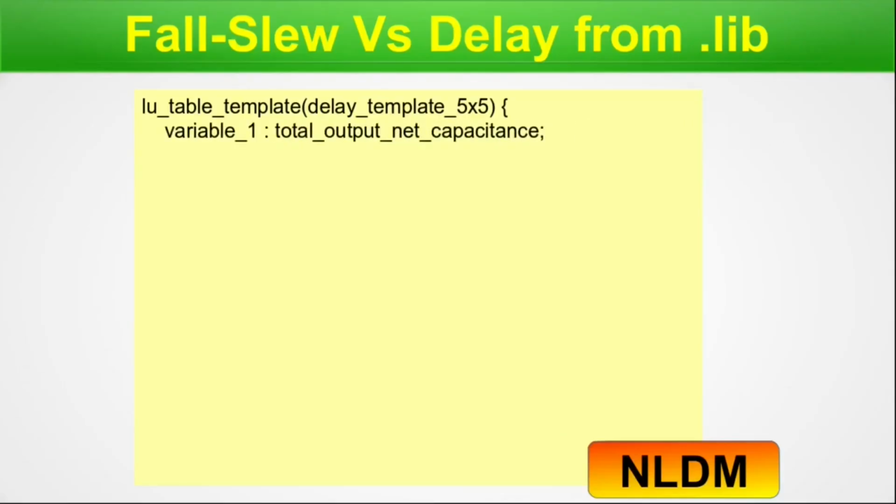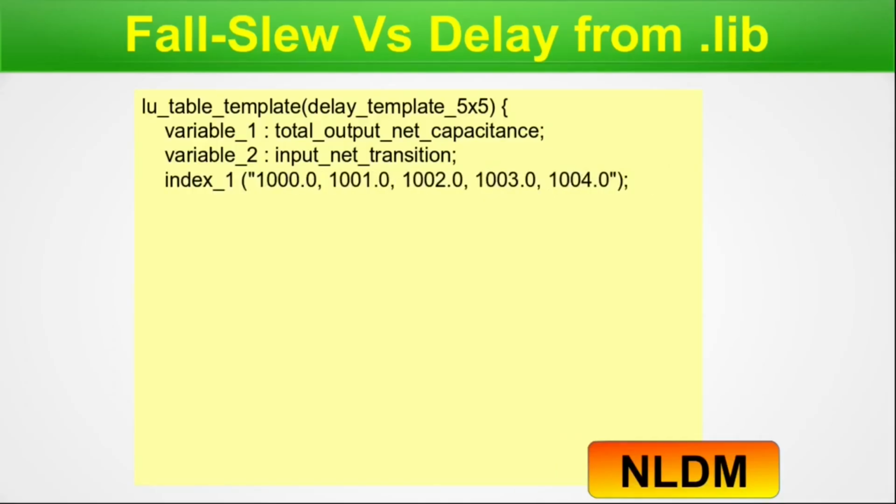Variable 1 is the row variable, that is total output net capacitance. Variable 2 is the column variable, the input net transition. Here the first set of indexes are the initial values, and again there are 5 index values for index 2. Again I emphasize, for variable 1 the value variation is index 1, and for variable 2 the value variation is index 2. Now we close the template here.